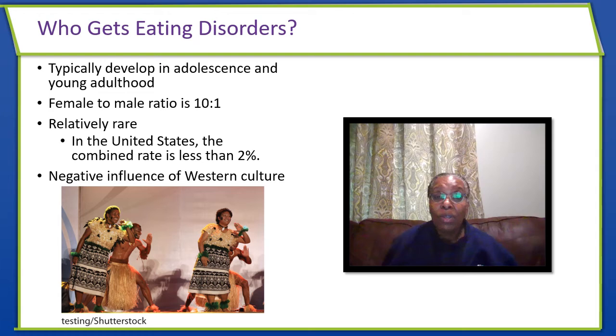So when we talk about American television, we know that eating disorders like anorexia and bulimia really were non-existent until they decided they wanted to start putting these really slender women and girls on TV. Soon after that, girls and women really started evaluating their bodies and looking at them negatively, and then the rise of eating disorders occurred.